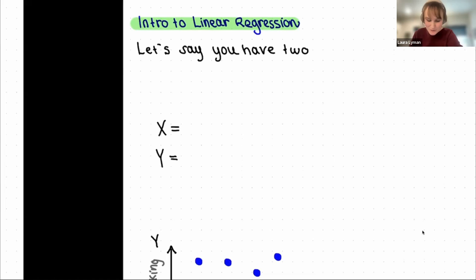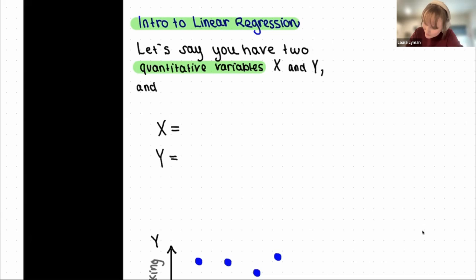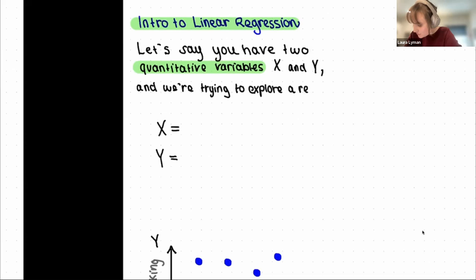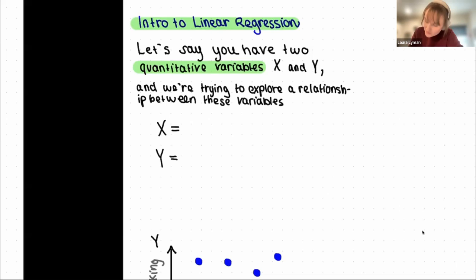Now, let's say you have two quantitative variables. And what do I mean by quantitative? I mean that they have numeric values and units with those values. So length measured in kilometers, for example, would be an example of a quantitative variable. And I'll label these two quantitative variables capital X and capital Y. And we're trying to explore a relationship between these variables. So specifically, let's label them.